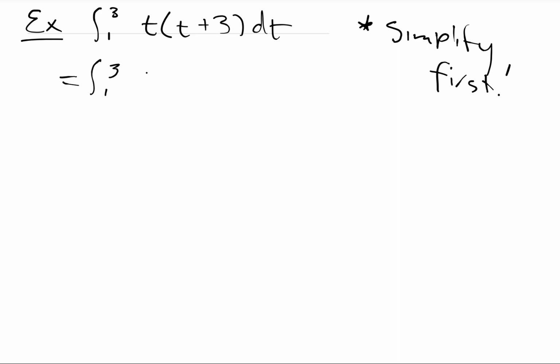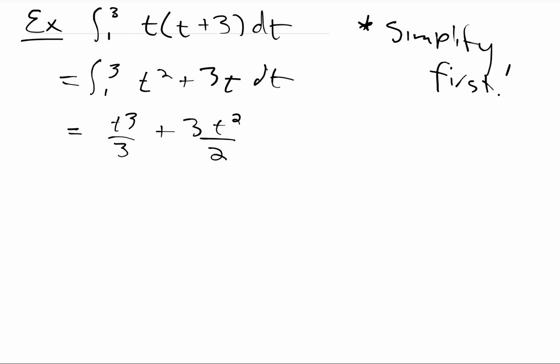If I multiply this out, I'll get t squared plus 3t. This is something that now I can handle with basic rules. I'll throw an antiderivative at this: t cubed over 3 plus 3t squared over 2. We don't need the plus c because we're doing a definite integral. And I get to evaluate this between 1 and 3.